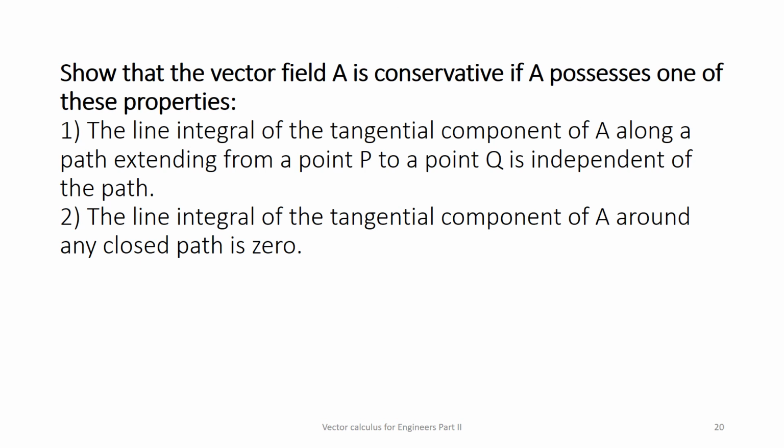Now how can we write this? A is equal to minus of gradient V, so minus in the bracket, ∂V/∂x ax, ∂V/∂y ay, plus ∂V/∂z az. And x, y, z can be general functions of some variable s.